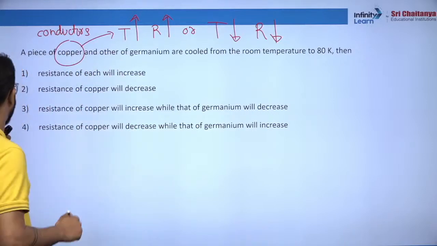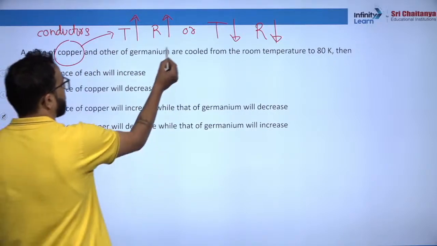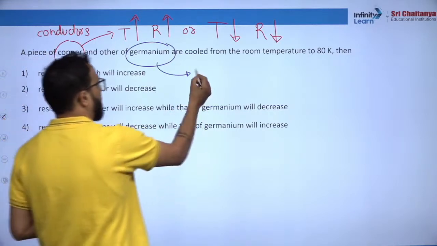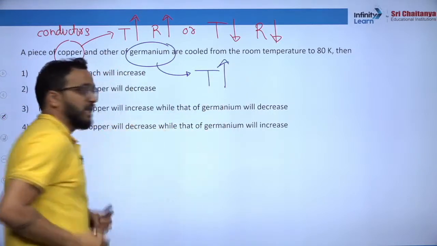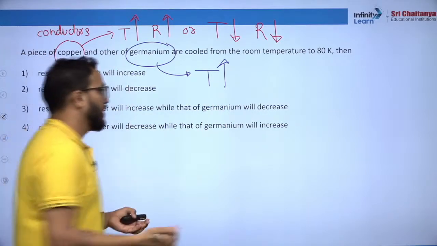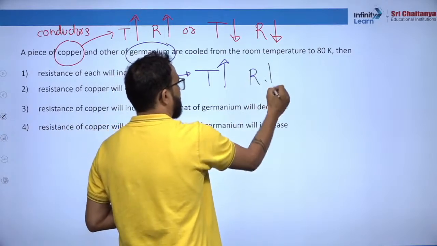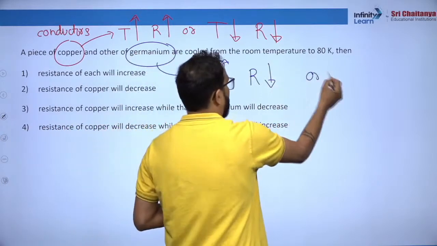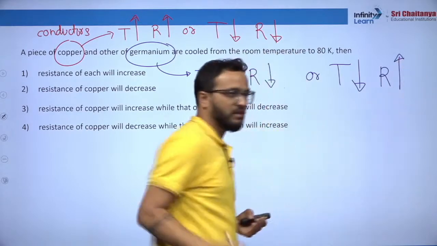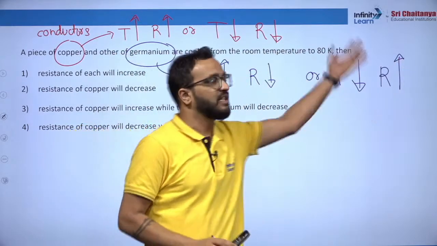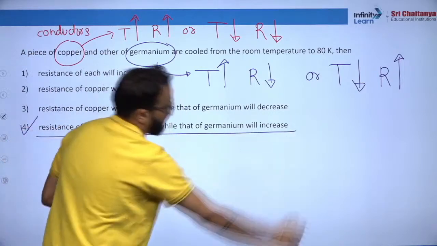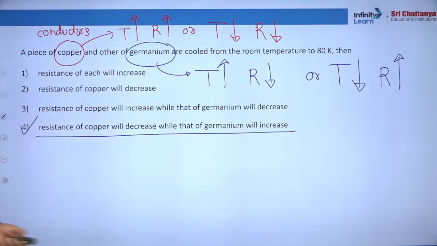But if I talk about germanium, it's a semiconductor material. So in semiconductor what happens, as you increase the temperature, conduction increases. Why? Because more electrons move into the conduction band. So conduction increases, so resistance falls. Or you can say, if you reduce the temperature, conduction reduces, that means resistance increases. So which option is correct? Fourth option is correct for this. Did you understand this fact?